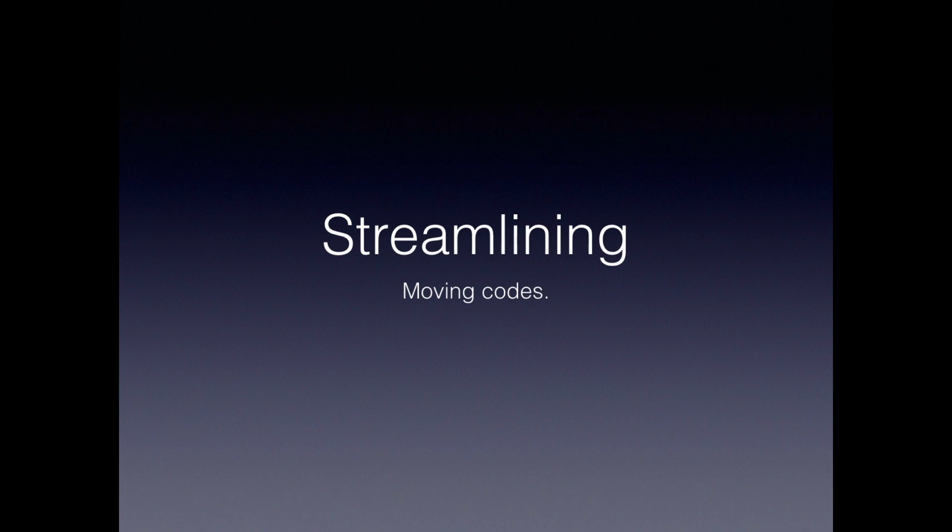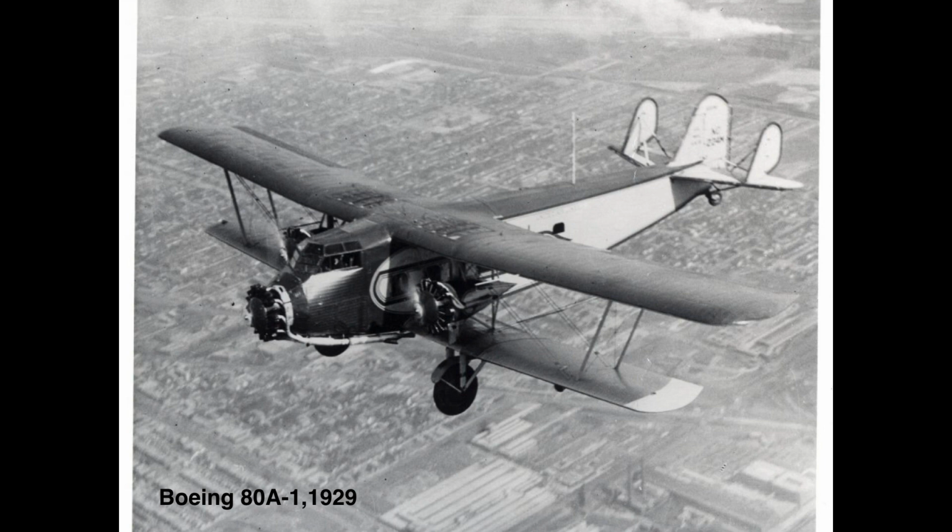So we're going to switch topics again, and we've moved from architecture, and we're now going to talk about aircraft design. So here is a Boeing 80A-1 from 1929. And if you look at it, it certainly doesn't look super contemporary. But let's take a little bit of a closer look. The engines that you see there are all exposed. You can actually see the cylinders of those radial engines.